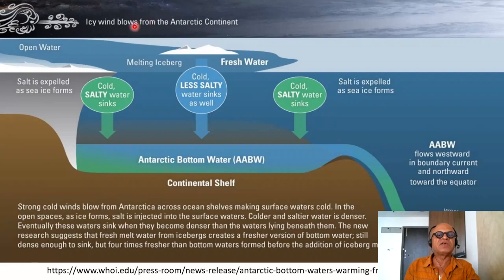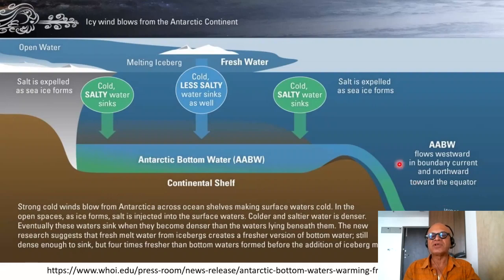Just to re-emphasize the differences in the processes of deep water formation in Antarctica, icy wind blows from the Antarctic continent here. So open waters, melting icebergs and freshwater fluxes happen. Salt is expelled as sea ice forms because it's also very cold. Cold, salty ice water sinks, forming Antarctic bottom water, which flows down slopes and so on, inundating, going north and west, as you can see here. So Antarctic bottom water flows westward in a boundary current northward toward the equator.